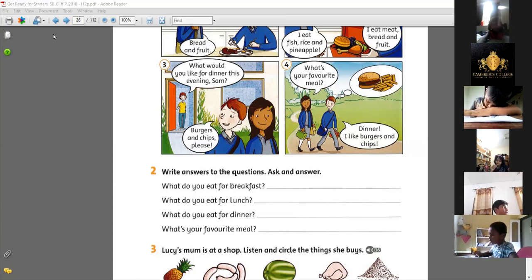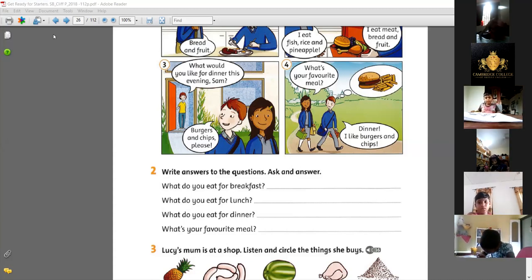How do you write meat? M-E-A-T. M-E-A-T. Okay. Peter, okay, wait for the others.